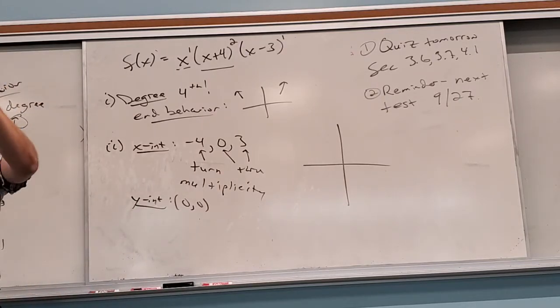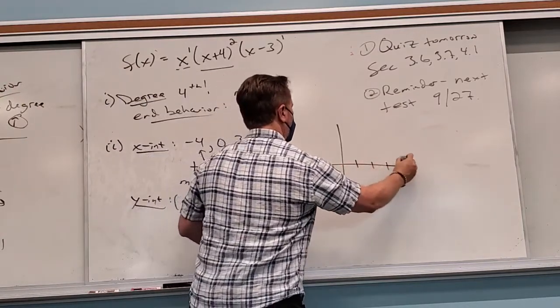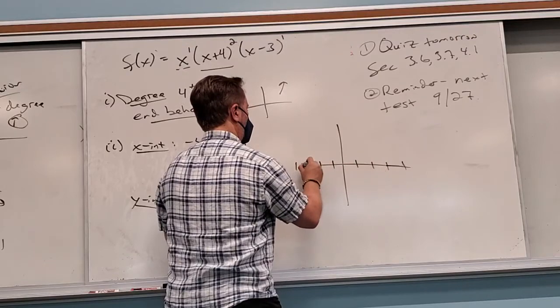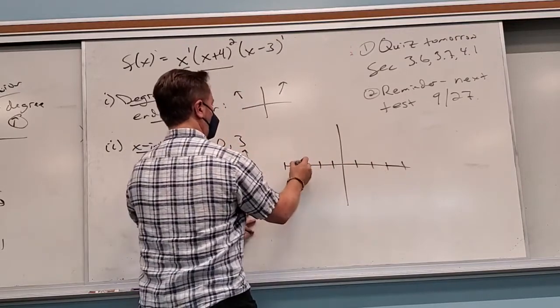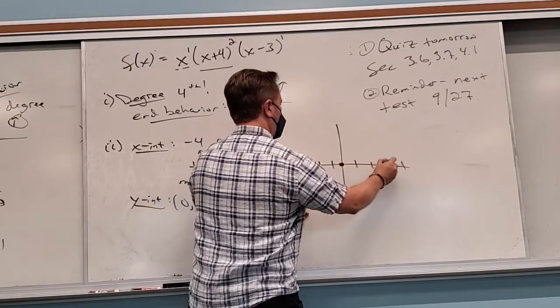All right, so we're going to fill more details in next. I just want to focus on what we needed from this. So what are my x-intercepts? They are -4, 0, and that's why it's also the y-intercept, and 3.